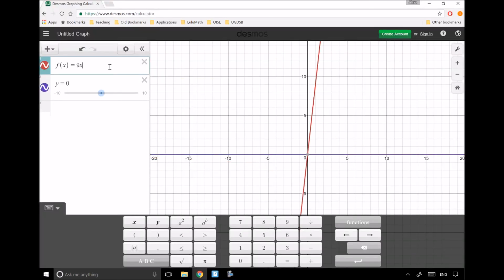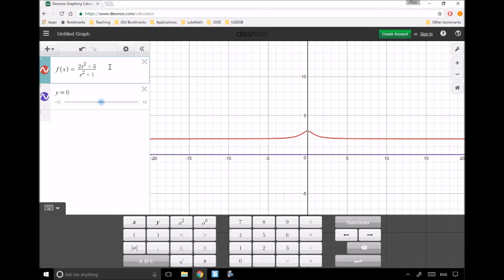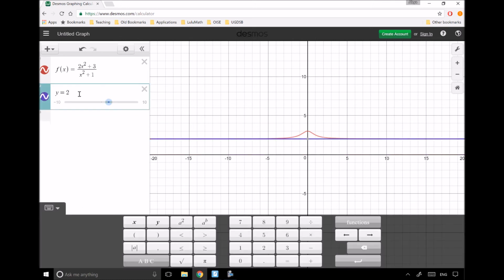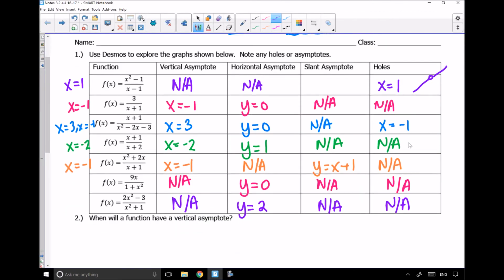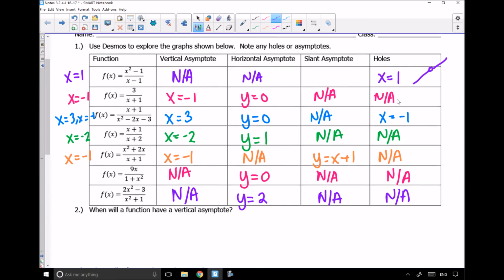So right here, our numerator is going to be 2x squared plus 3, and our denominator is going to be x squared plus 1. So when I graph this out, this is what I end up getting. My asymptote is clearly not at 0. We figured out that it should be at 2, and if I look at my graph, it's very clear that it's going to be approaching 2. So everything that we figured out here, we were able to, first of all, discover through Desmos, and then we were able to verify once we figured out some patterns.